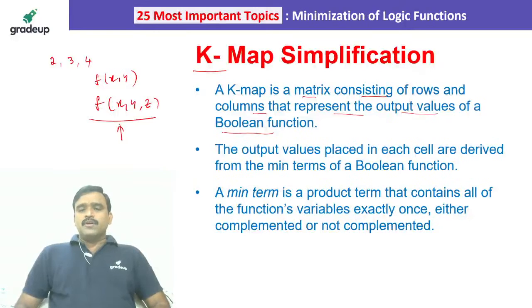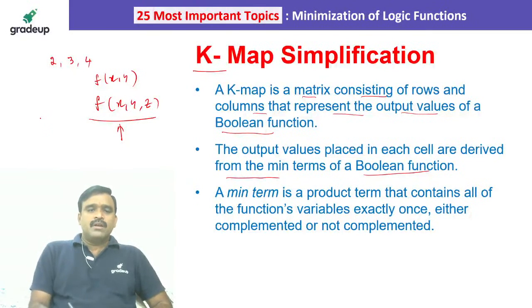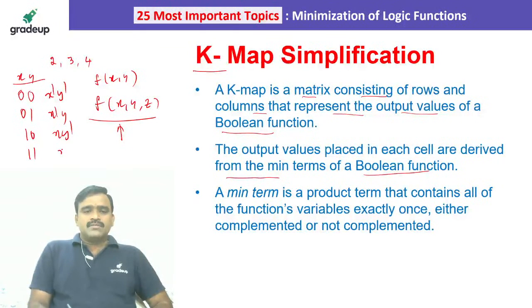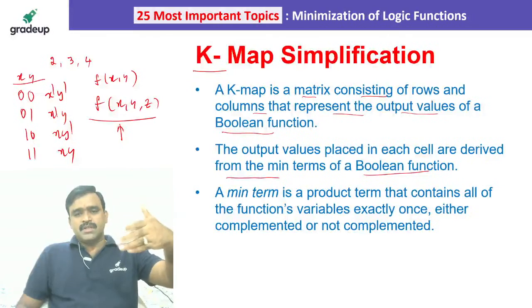Okay, the output values placed in each cell are derived from the min term of the Boolean function. So min term is nothing but a product term. For example, x and y are the two variables, so the values of x, y can be 0 0, 0 1, 1 0, 1 1. So these are the four min terms: x bar y bar, x bar y, x y bar, and x y. These are the four min terms for two variables. If you take 3 variables, you can have 2 power 3 min terms, that is 8 min terms.